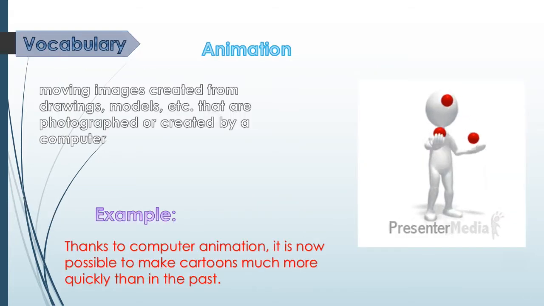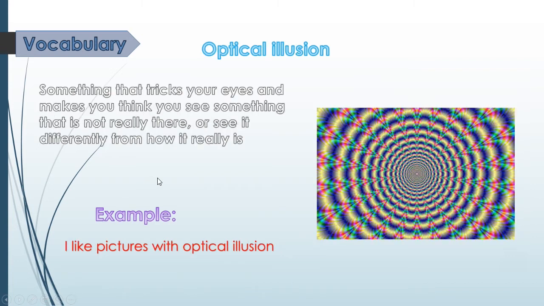Animation is a moving image created from drawings or models or anything, okay? It's a bunch of pictures put beside each other that create this moving illusion, but they are in fact still images. Here's an example. Thanks to computer animation, it's now possible to make cartoons much more quickly than in the past.